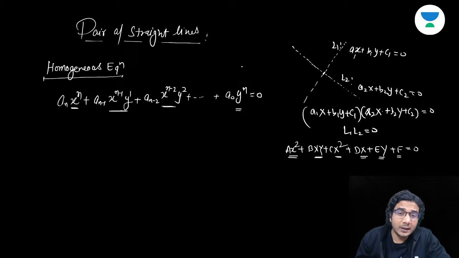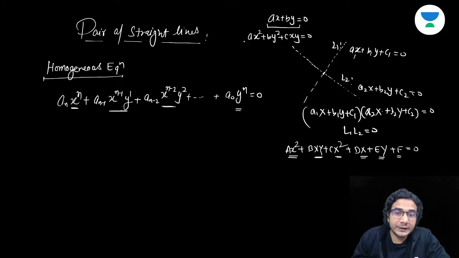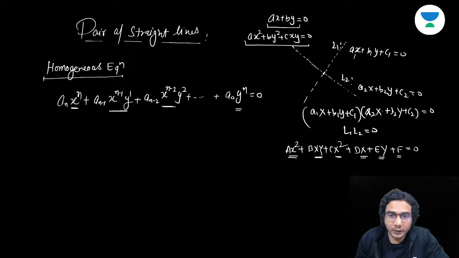Like homogeneous equation in 1 degree is like this: ax plus by is equal to 0. So both terms are of 1 degree. This is homogeneous equation of 1 degree. If I write this equation, ax square plus by square plus cxy is equal to 0, this is homogeneous equation of 2nd degree. All right. Similarly, you can write homogeneous equation of 3rd degree and so on, right? So I think you have got it.